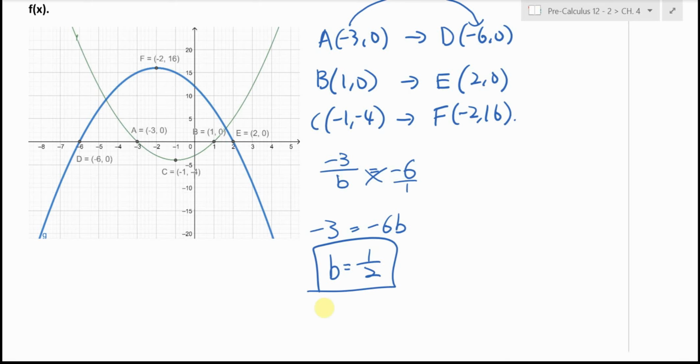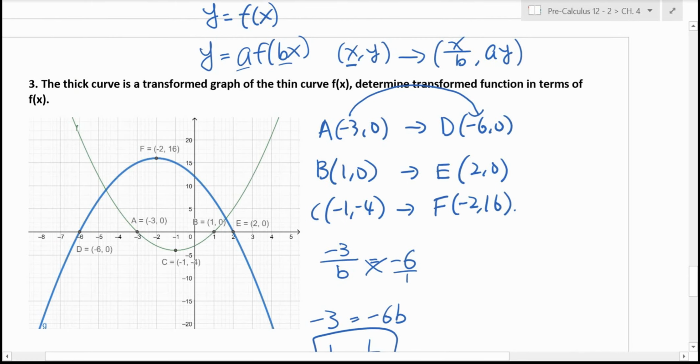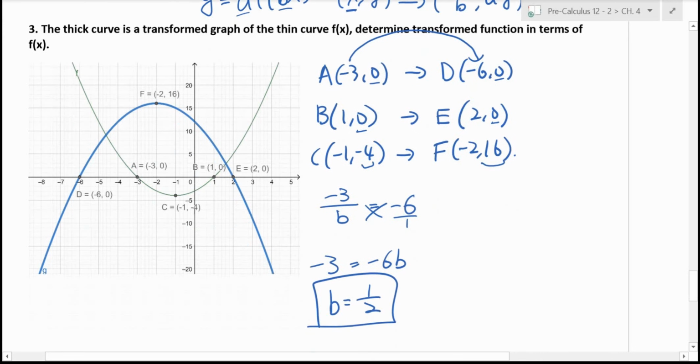Now, we need to do it with the y values though. Because that goes from 0 to 0, that's not really going to tell us much. That also goes from 0 to 0, that's not going to tell us much. So we have to use these two, 4 and 16.